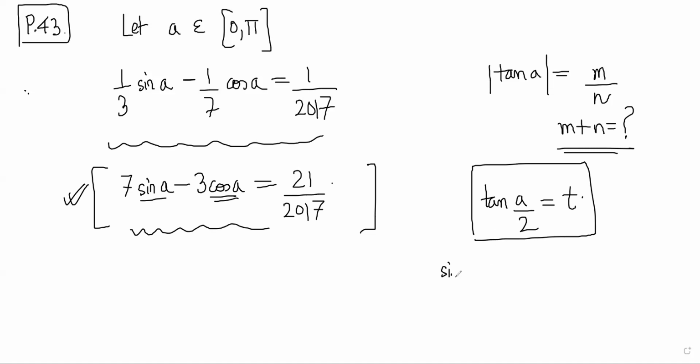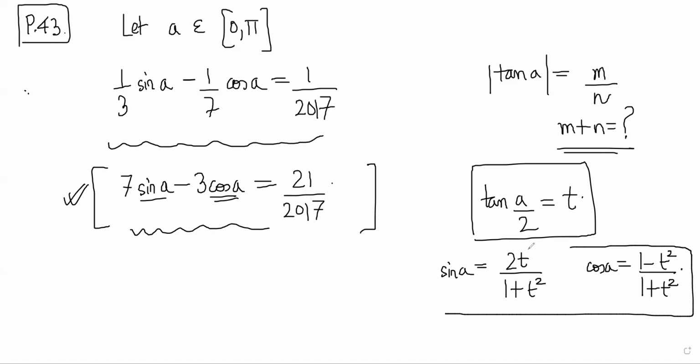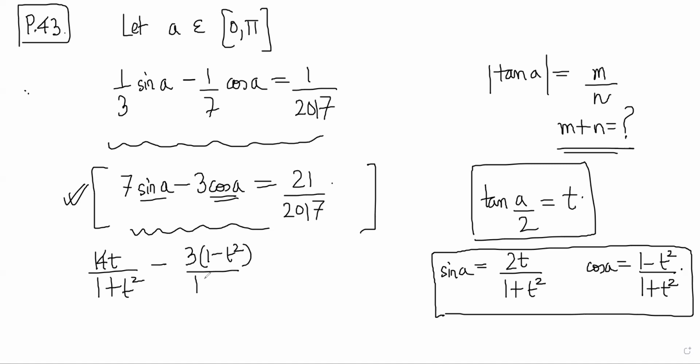So sin A can be written as 2t by 1 plus t square, and cos A can be written as 1 minus t square by 1 plus t square. You can check these identities. These are easy to prove. If you take tan A by 2 as t, this is what you'll get, right? In that case, the equation starts looking like this: 14t by 1 plus t square minus 3 times 1 minus t square by 1 plus t square is equal to 21 by 2017. This is our equation. It's a quadratic equation.